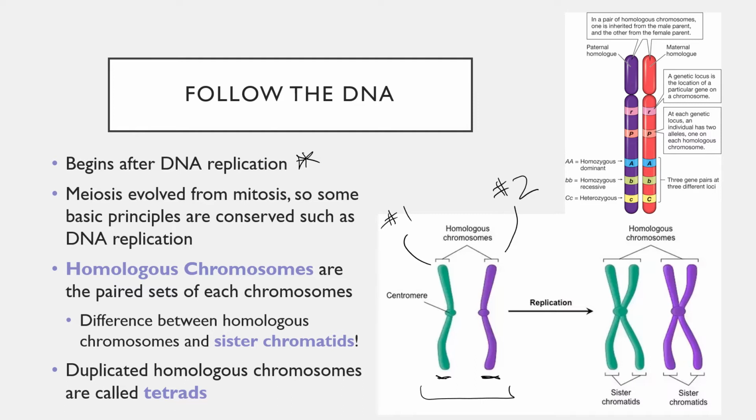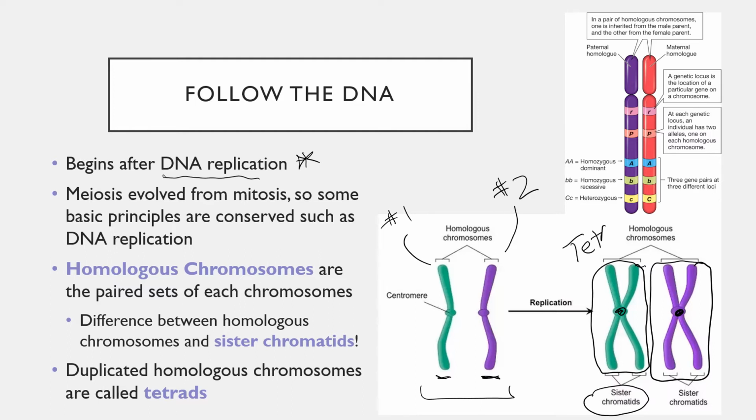Now, this is not the same thing as a sister chromatid. The sister chromatid refers to identical copies of that chromosome. So when we do DNA replication, each one of our homologous chromosomes is going to duplicate itself. That first copy is going to end up with two sister chromatids attached, and the second copy is going to end up with two sister chromatids attached. So this state, we often call it a tetrad, because we end up with 1, 2, 3, 4 unique chromatids, or almost unique chromatids in this case.